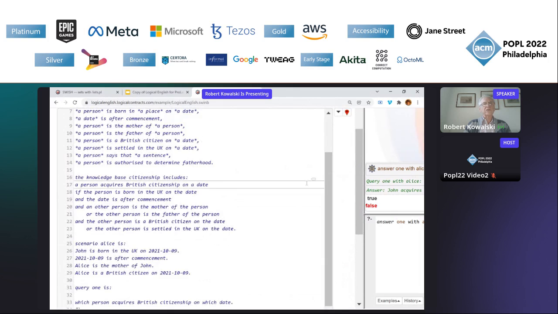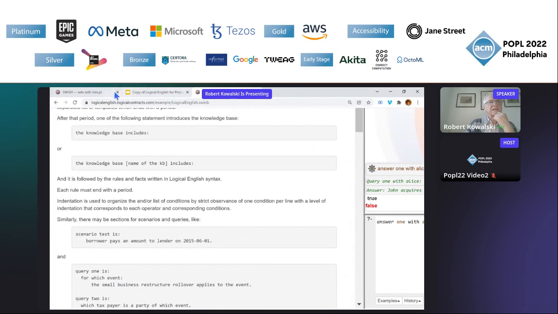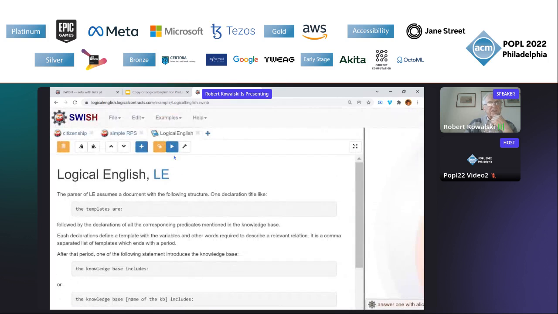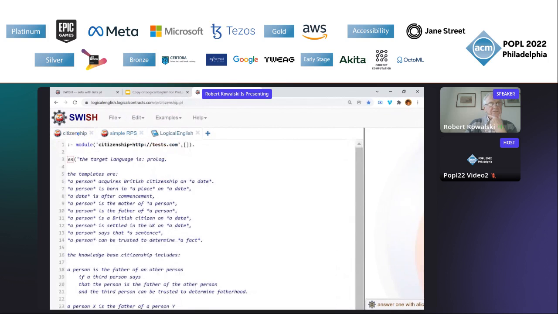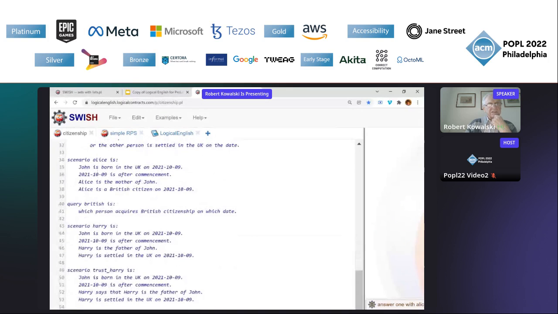Where did they go? Oh, I'm sorry, I'm still in the notebook. No wonder it's not doing what I expected. Let's go out of this notebook and look at this. Now, here's the much more interesting citizenship example, which has a lot of other interesting examples in it.